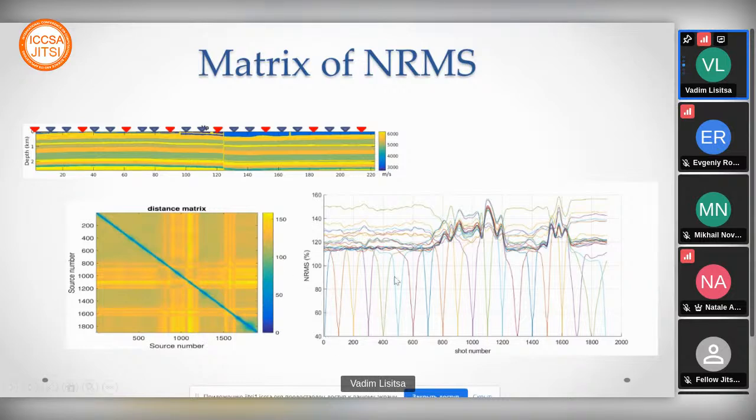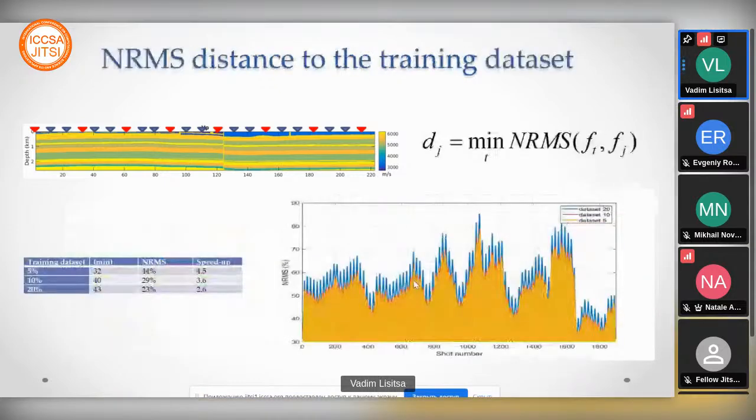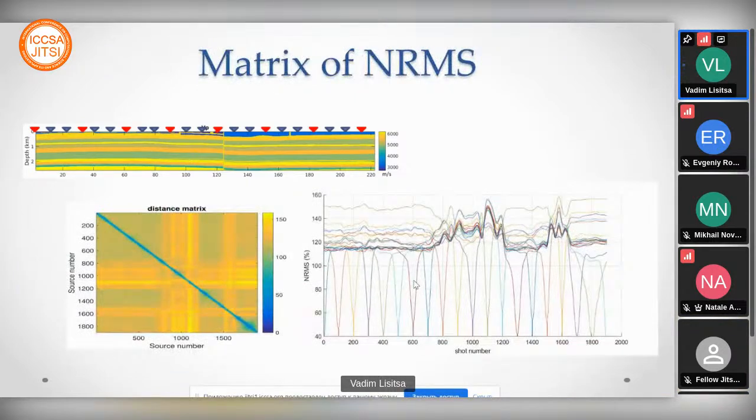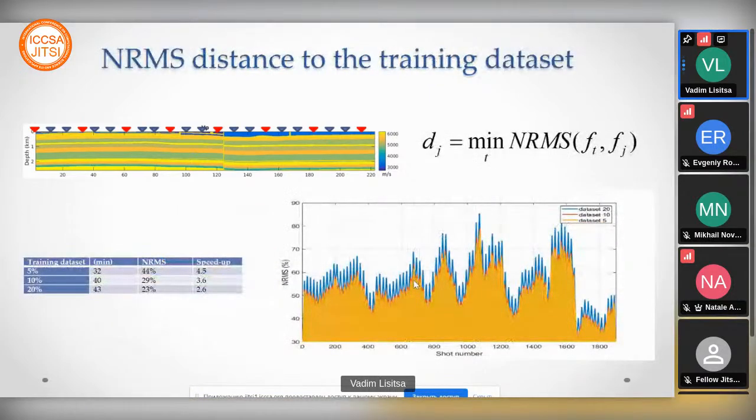But if we go close to a particular source position, we see that the distance behaves quite smoothly, increasing almost linearly as we go away from the source position. That was the main assumption which we used to construct NDM net, and then we tried to study it in more detail.